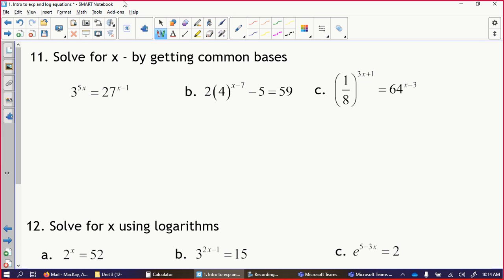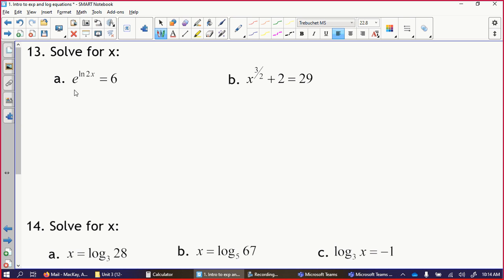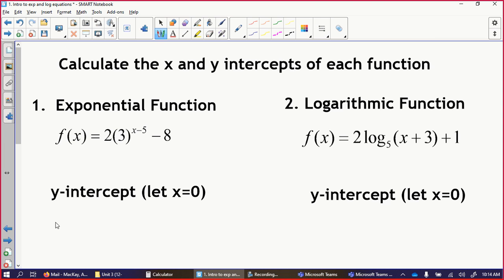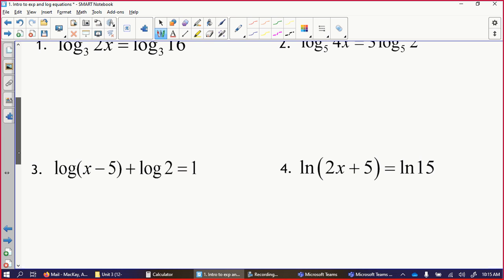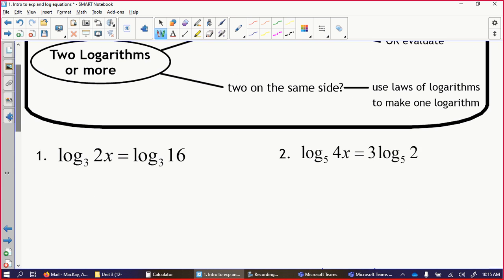I'm going to skip down here for a second. Solve using common basis, solve using logs, solve for x. We can do different things, and I think we could probably do all of them. 2 logarithms, 1 on each side, or 2 on the same side. We're going to look at the first couple of these, because it's only quarter after.